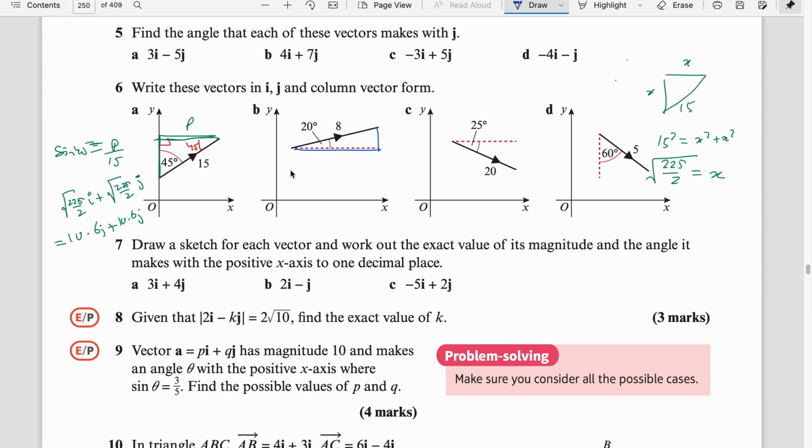For this, if we use cos of 20 is equals to base over hypotenuse, so 8 cos 20 is 7.5. So this is 7.5 i plus, solving for j, that is 8 squared minus 7.5 squared. I'm using Pythagoras theorem for j. Square root answer, we get 2.78, so that's 2.8 j, 7.5 i and 2.8 j.